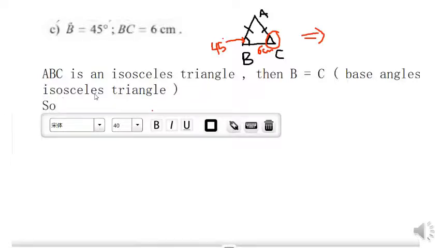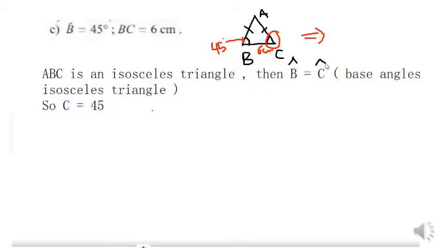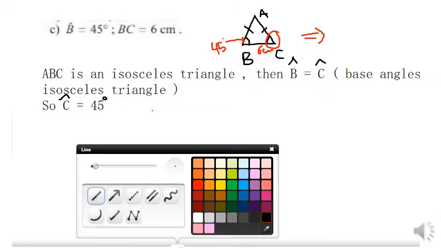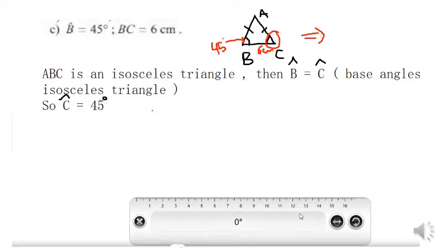So angle B is equal to angle C, equal to 45 degrees. Okay, don't forget to put the caps above the angles and the degree above the measure. This is the degree. Okay, now we have three elements. This is the case of angle, side, angle. Let's start drawing the first side, which is BC, of length 6 centimeters.